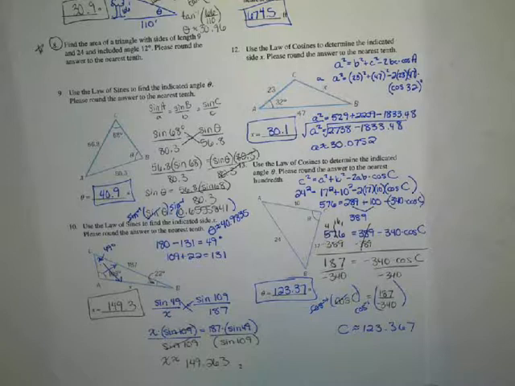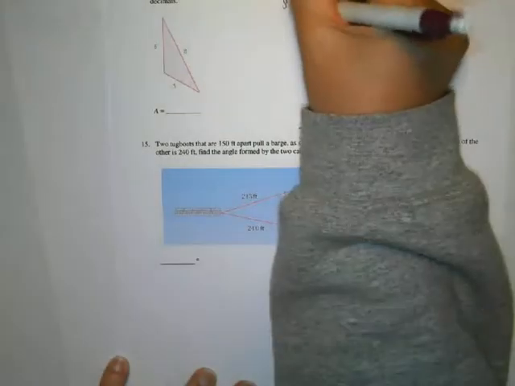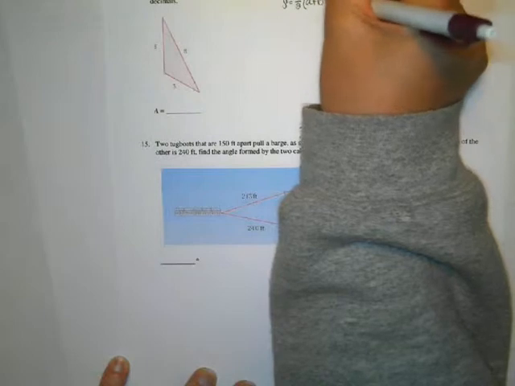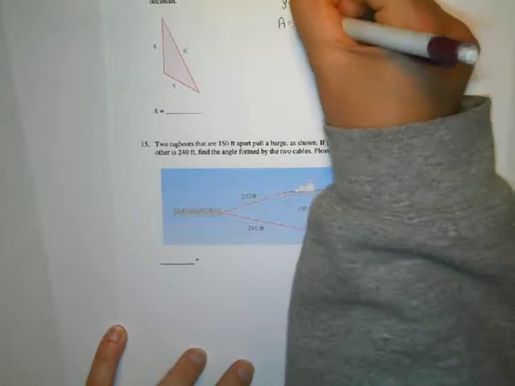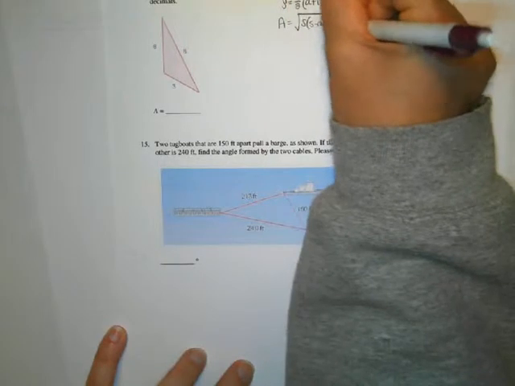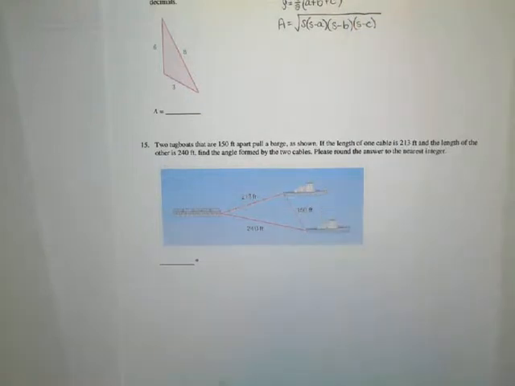Okay, next one, number 14. Find the area of the shaded figure, correct to 2 decimal places. Now remember, we need Heron's formula, so we have S is equal to 1/2 times A plus B plus C, and we also have area equals square root of S times S minus A times S minus B times S minus C. And everything's already given to you in this particular problem, so it's really nice.